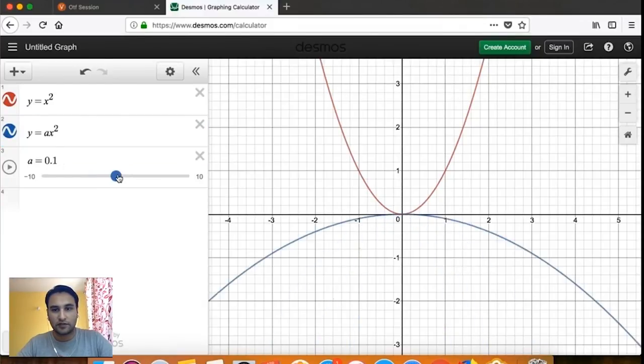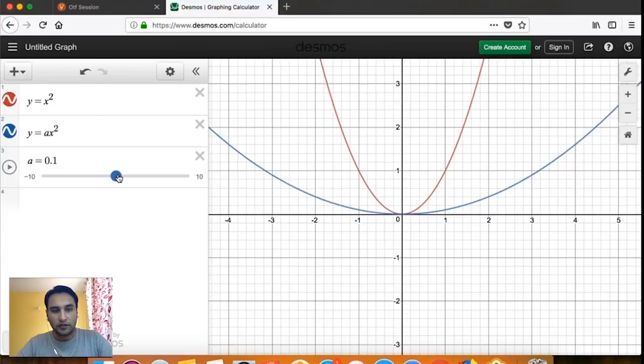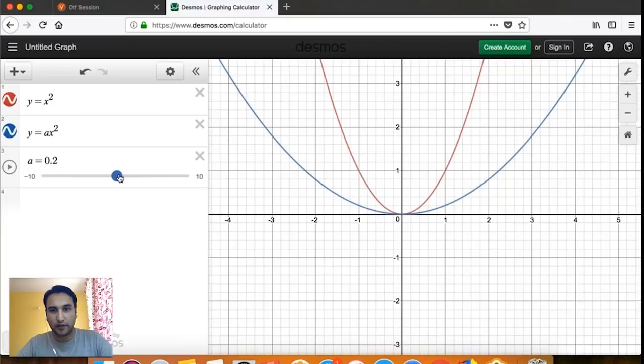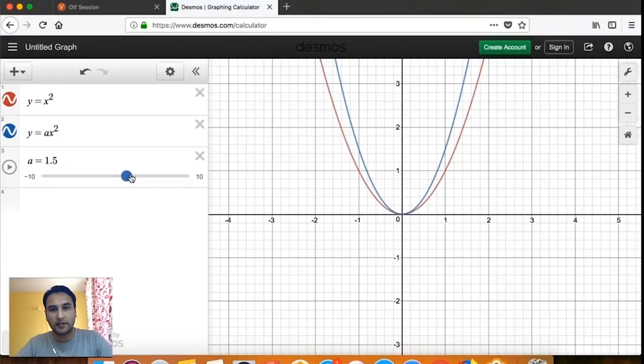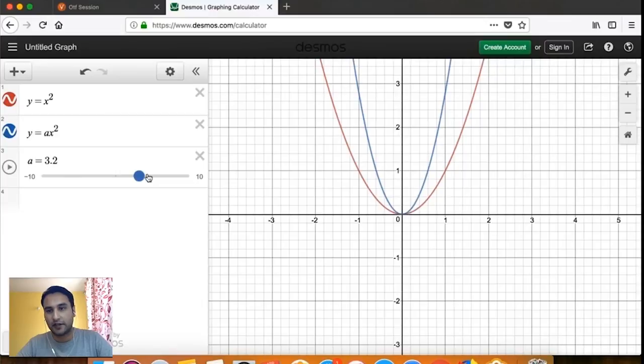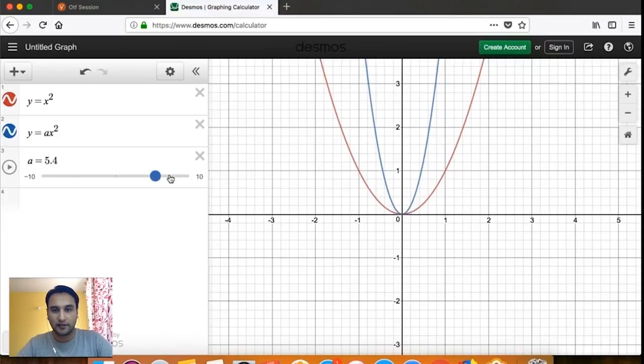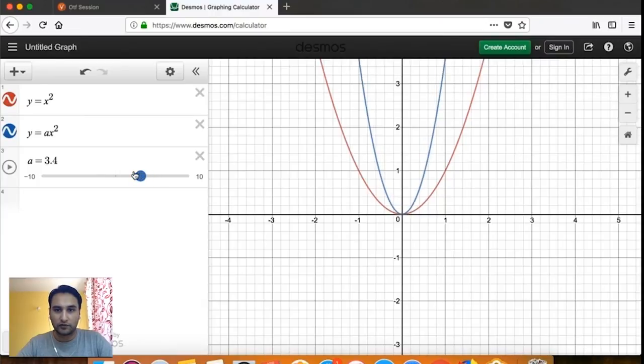This is what Rishit was saying. Look, for all the fractional values of A, the graph is below x square. Fraction, fraction, fraction, then it becomes almost 1. Then as the value increases, the graph keeps becoming thinner. This is a better idea, Rishit. Thank you. I think it will help you visualize better. You can do it at your end also.